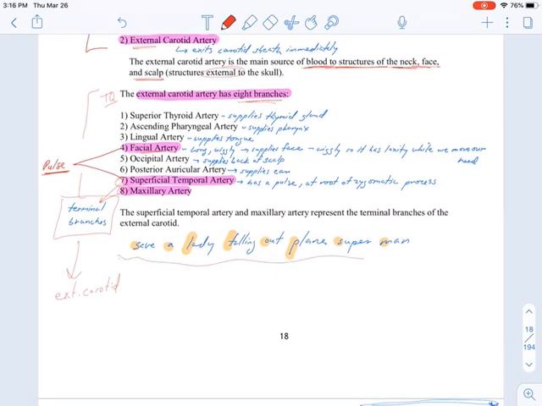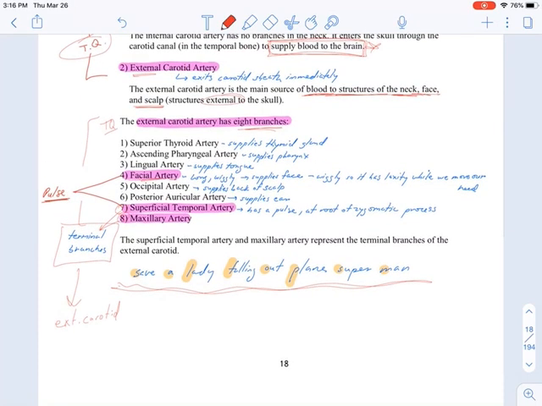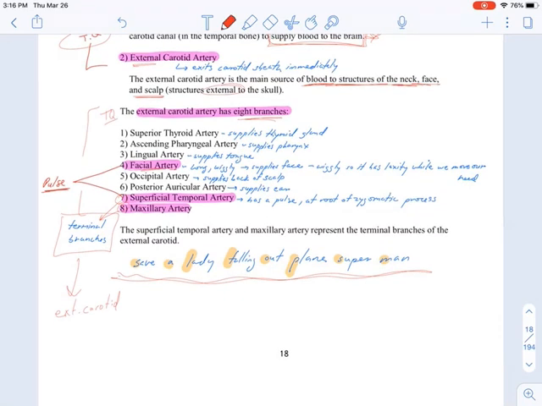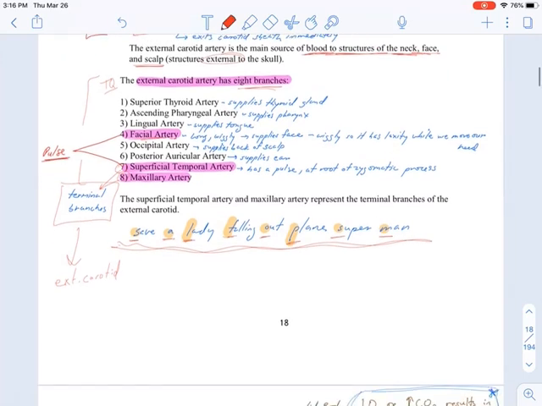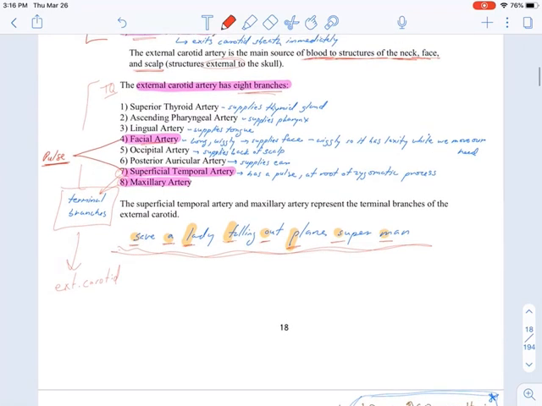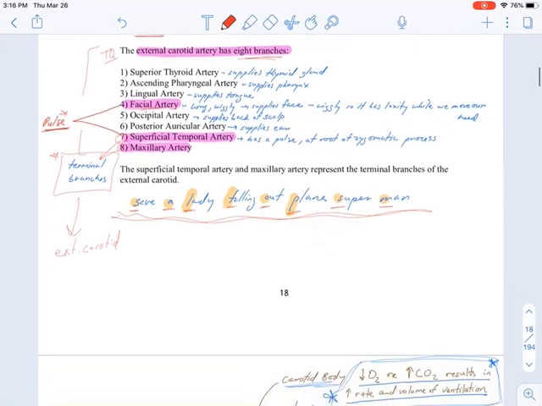There is a little mnemonic down here that I learned when I took the class to help you memorize these 8 branches. SAVE: S for superior thyroid, A, ascending pharyngeal artery, Lady, lingual, Falling, facial, Out, occipital, Plane, posterior auricular, S, superficial temporal, and M, maxillary. So save a lady falling out of a plane, Superman. Hopefully that kind of helps you out there. Again, where we normally see questions are dealing with pulse and then those terminal branches. But anything's fair game.